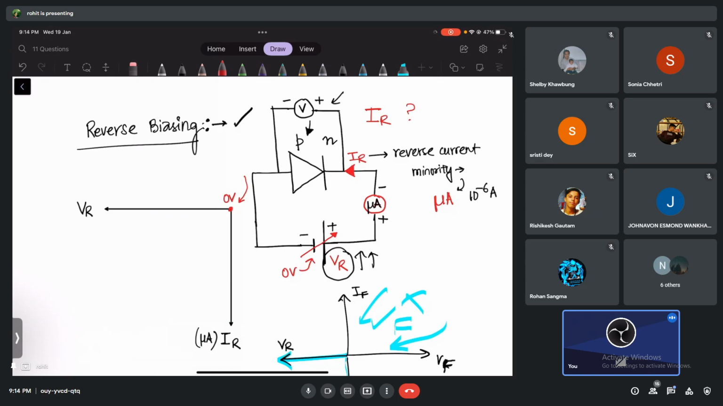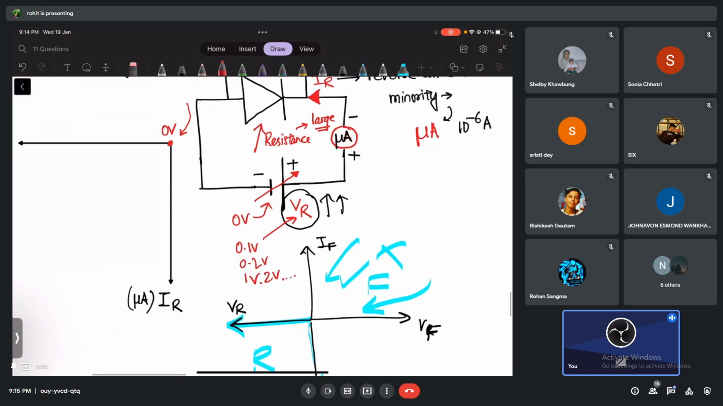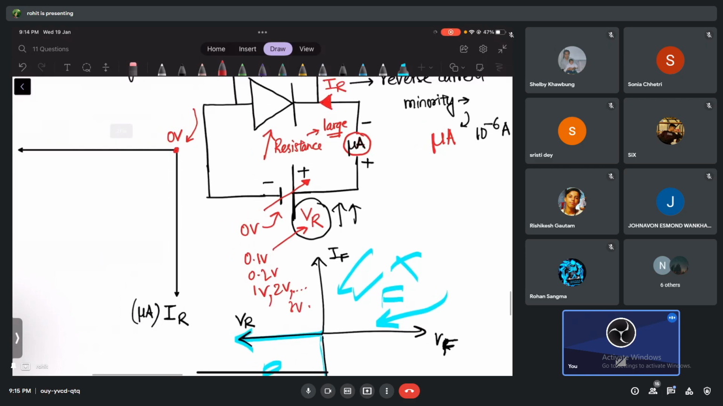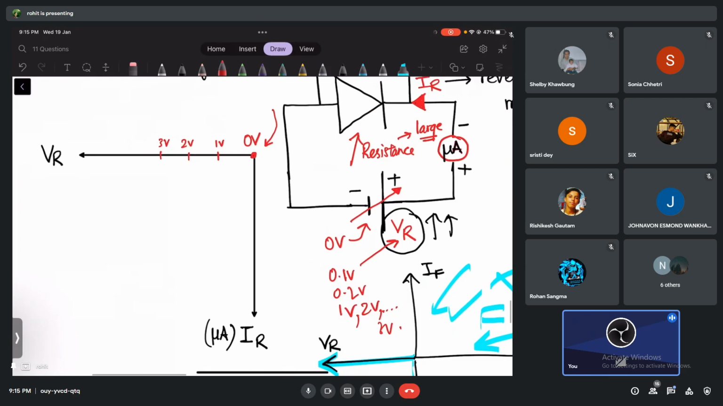Okay, but let's do this now. Let's increase this voltage. Let's increase 0.1 volt, 0.2 volts, 1 volt, 2 volt. Keep on increasing. By the way, don't forget what kind of resistance I'm going to get, guys, in reverse biasing. High or low? Very large resistance. I'm going to get large resistance. So you tell me, even if I apply 1 volt, 2 volt, and let's say 3 volt, what kind of current do you expect to get, guys?